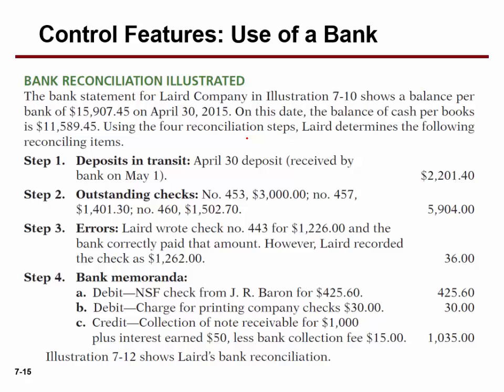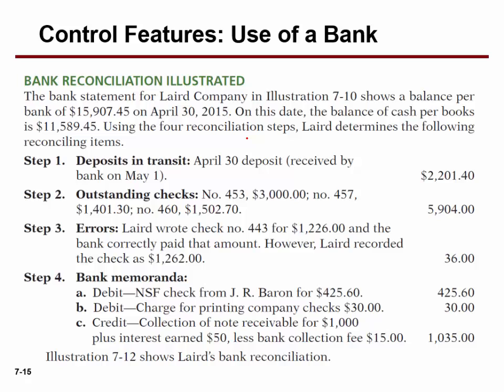Then we keep reading here, and we have these bank memorandum, and we have an NSF check from J. Barron for $425,000. What's an NSF check? Non-sufficient funds check. We deposited a check, and the bank is telling us it bounced, right? So the bank has already not included this in the balance because they know the check bounced.